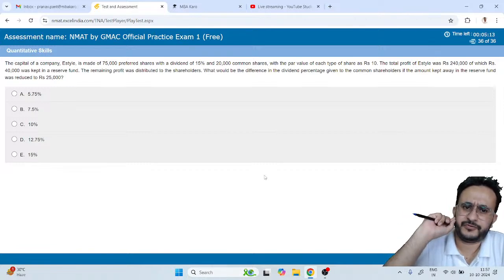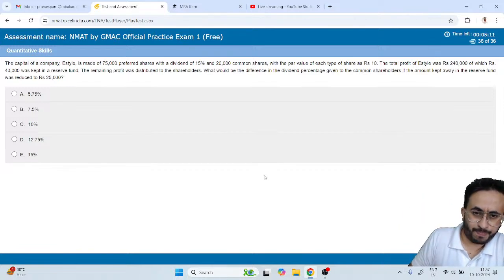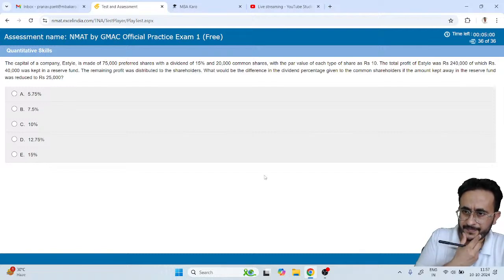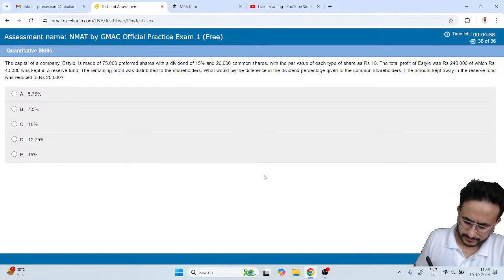Preferred shares dividend of 15%. So that means preferred share is of 5 lakh, common share is of 2 lakh, profit was 240. So total would be, and reserve was 40K.